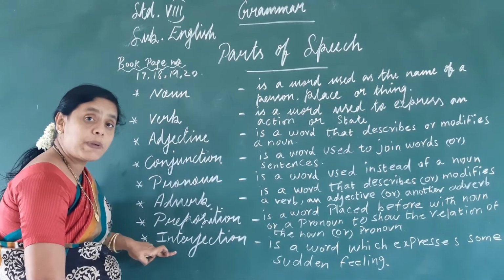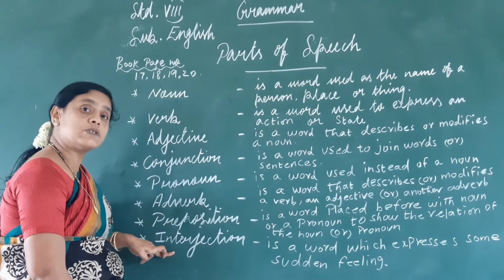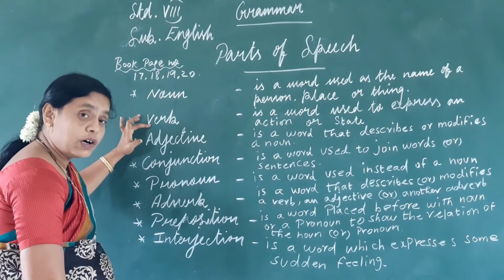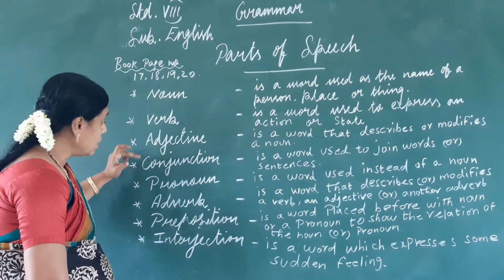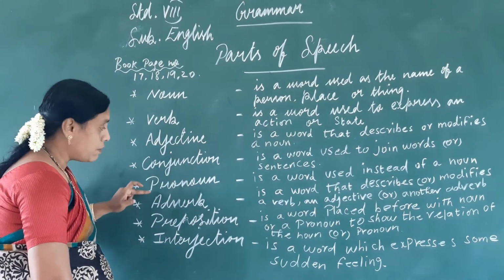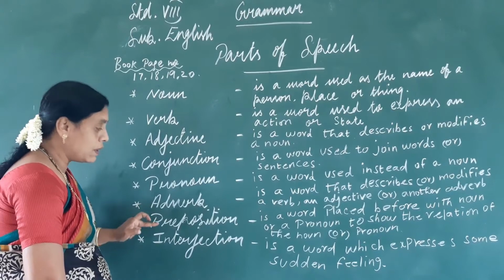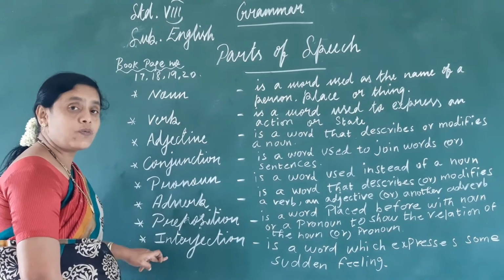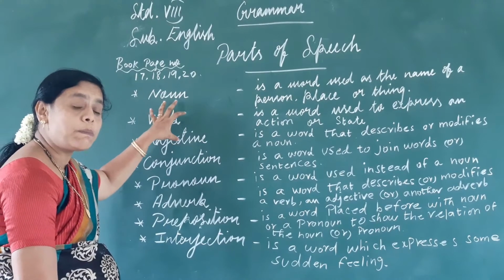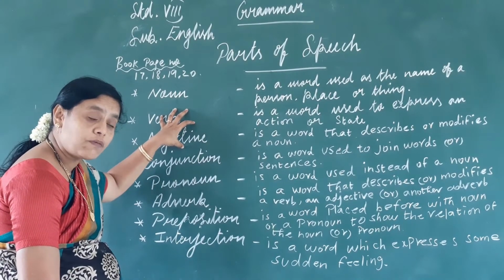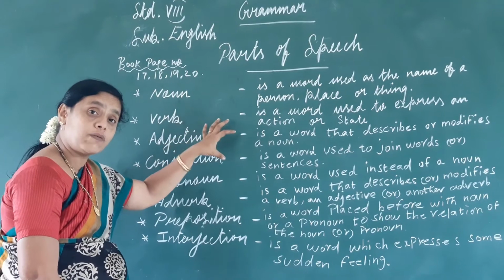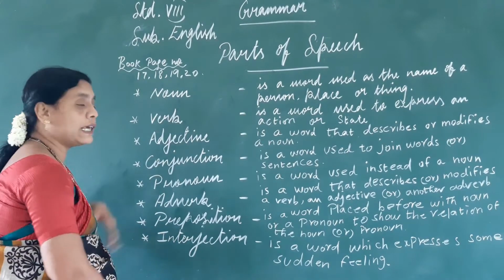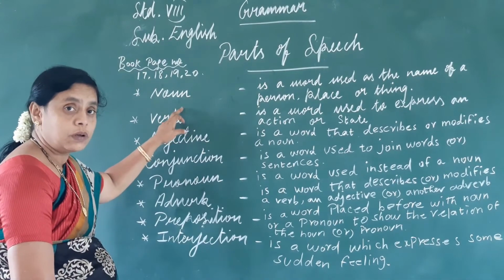See here, there are 8 parts of speech when we converse with somebody. The first one is noun, then verb, adjective, fourth conjunction, pronoun, adverb, preposition. The 8th one is interjection. We want to know what the parts of speech are, when we can use them, where we have to use them, and how we have to use them. And first one, see here, what is noun?